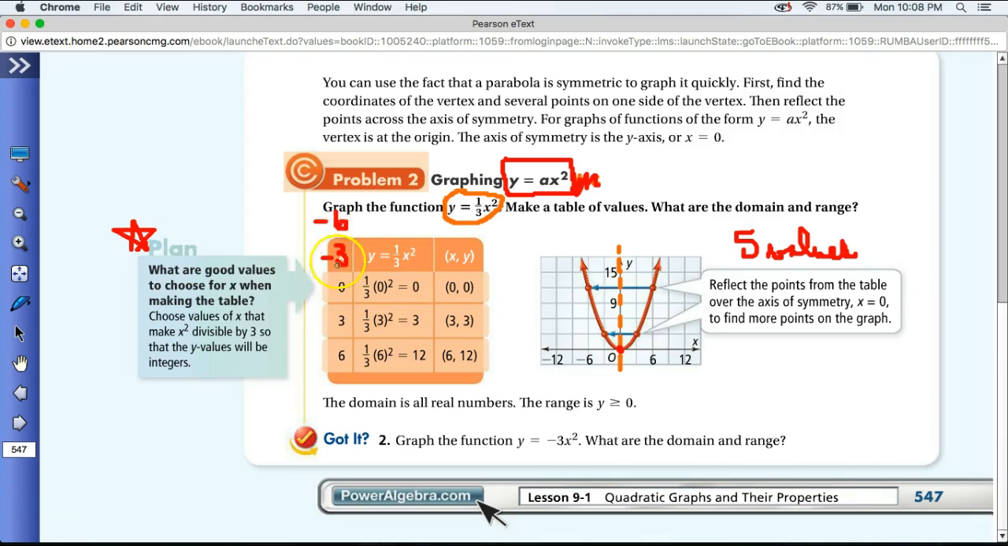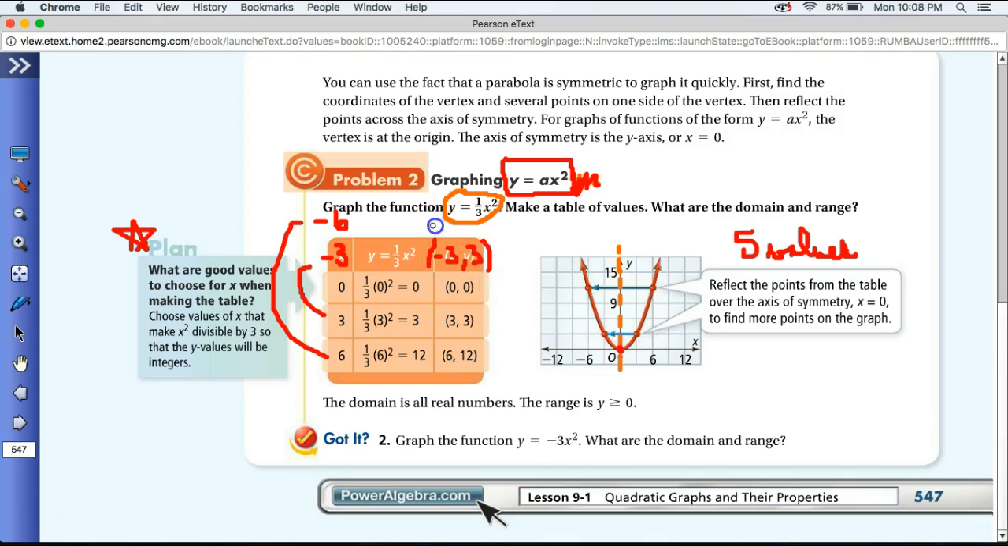When I substitute these values in, I should get the same y coordinate, because all I'm doing is squaring 3, which gives me 9, times 1/3 gives me 3. Well, last time I checked, if I square -3, it's also going to give me +9, which when multiplied by 1/3 is also going to be 3. So the reason behind choosing positives and negatives that are the same distance apart is that you should get the same y value. So this is also going to be -3, 3 for the ordered pair here.